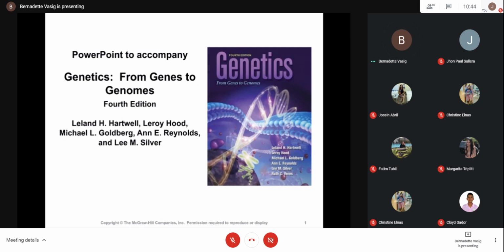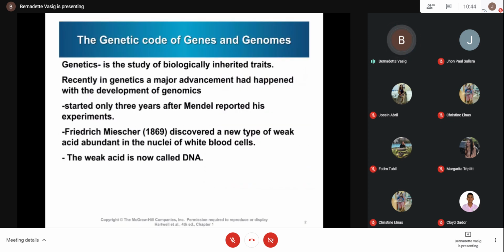Okay. So, genetics is defined as the study of biologically inherited traits. And then there are also major advancements in the development of genomics. So what is genomics, by the way? What is genomics? Study of genomes. Study of genomes.